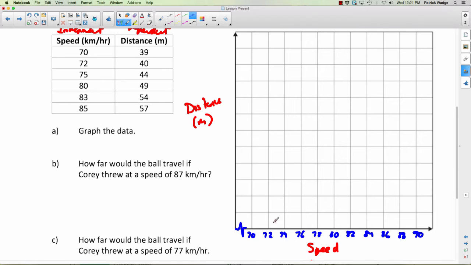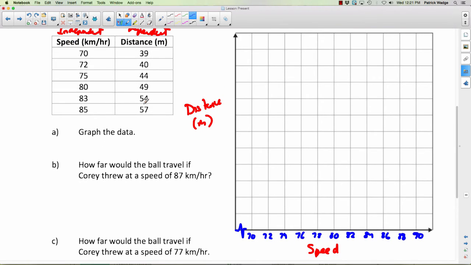Okay, then for distance, we've got to get up to at least 57, probably a little bit higher. Maybe we could break this one too. I know it looks a little awkward in the corner, but don't start at 0 again. Let's start at 38 and go up by 2. I hope that works. 38, 40, 42, 44, 46, 48, 50, 52, 54, 56, 58, and 60. That should be okay, I think.